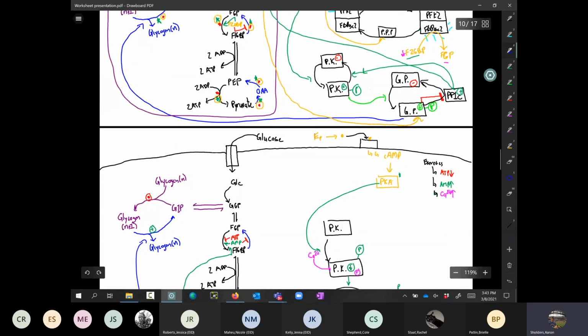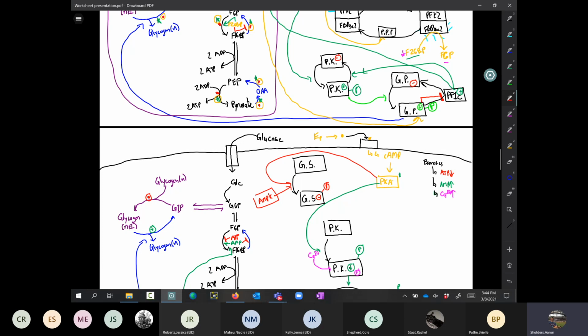At the same time, something else that's going on is that glycogen synthase is inhibited by PKA or something else. Let's just say that. It could be lots of different things. Put a phosphate here, and that inhibits this. PKA will inhibit that. AMP kinase will do this, phosphorylate that.